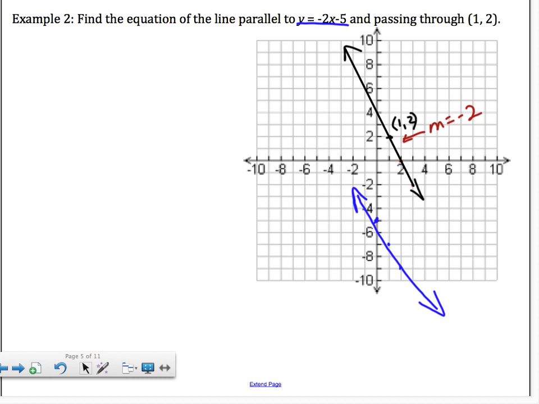How can we get the equation of this line then? How can we get the equation of this line? Abby? Good. So we start with y is equal to mx plus b. Well, what's one thing that we know already? The slope. So it's y is equal to negative 2x plus b. So what's the value of b then? 4? Yeah, it looks like it's 4.